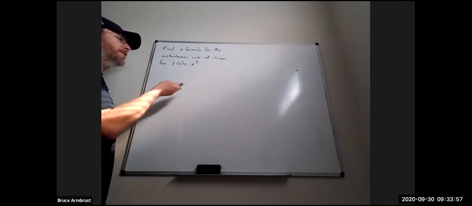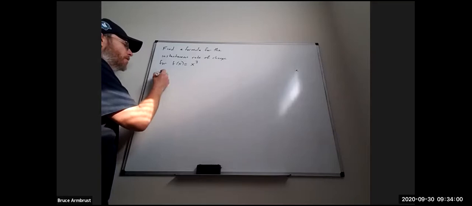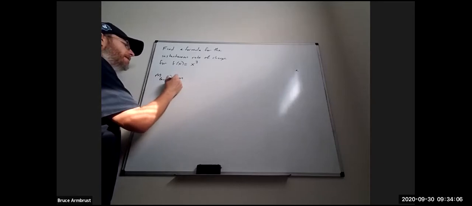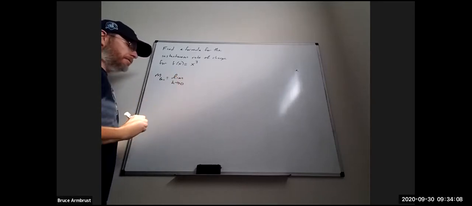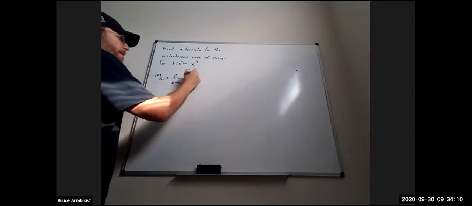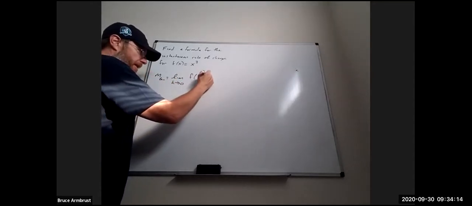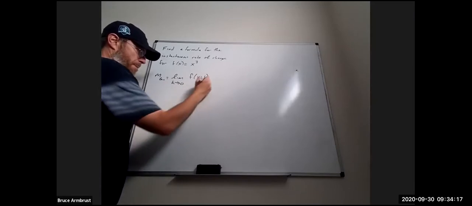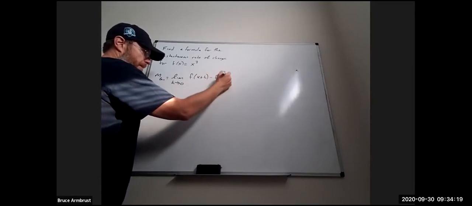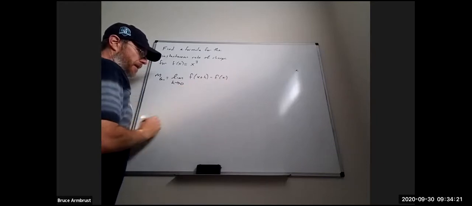Okay, so let me show you what I mean now. We're going to use that same formula, the m tan. So I'm going to do the limit as h goes to 0. But now, instead of having c plus h, I'm going to write x plus h. And instead of c, I'm going to write x.